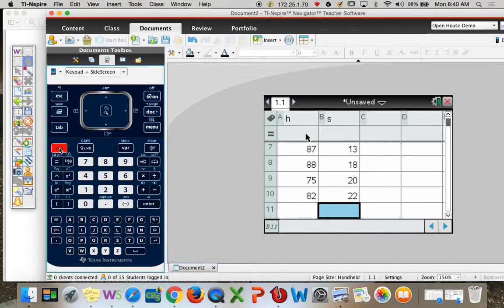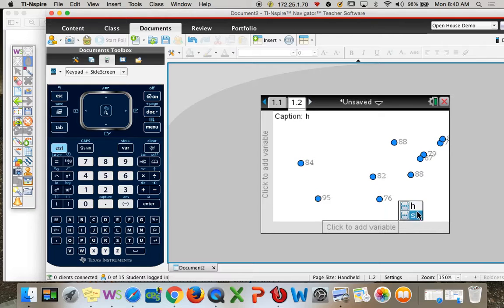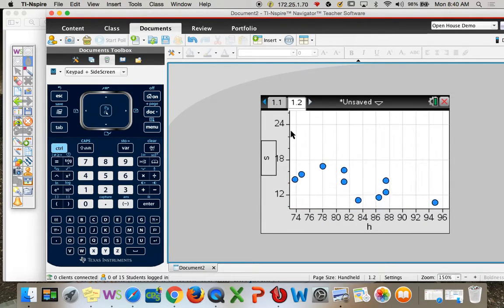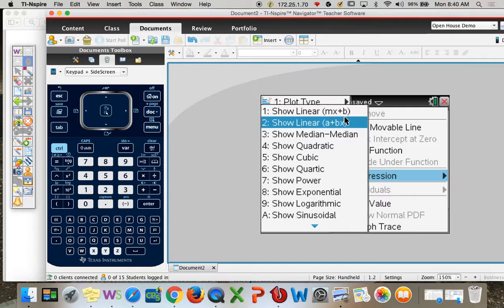Okay, and then we're going to go to Control Doc, and we're going to add a data and statistics page. We're going to add our humidity as the independent variable, the number of stars is the dependent. Okay, we can see it has a negative relationship here. The higher the humidity, the less stars you can see. Let's go to Menu, Analyze, Regression, and choose a linear.